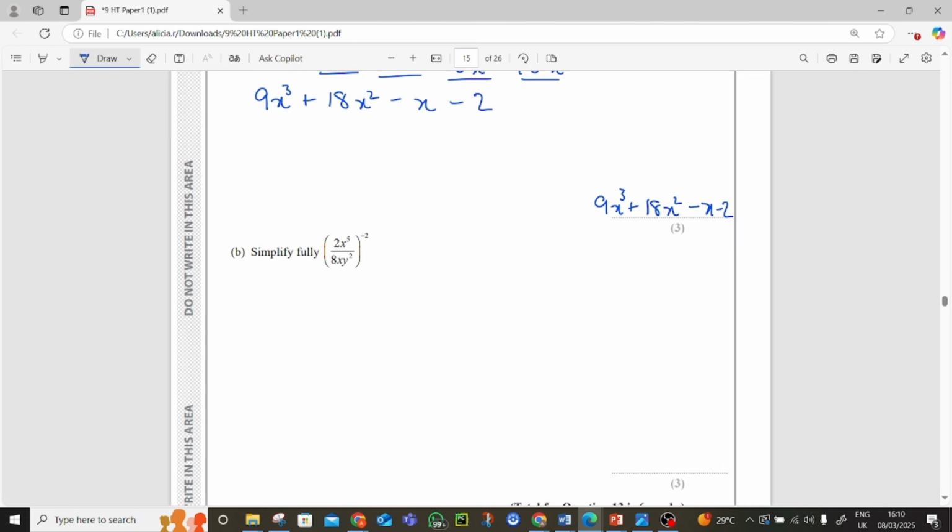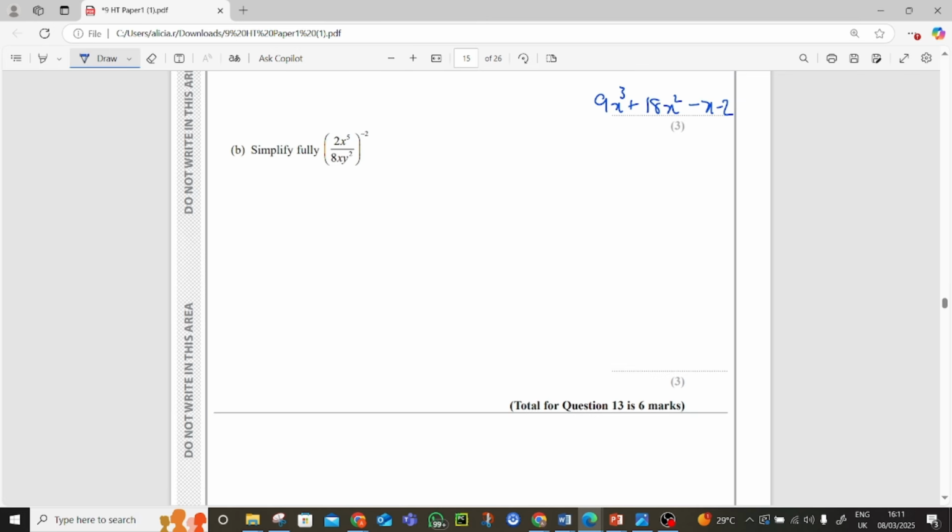Okay, simplifying. More indices. And just as a note, I did think this paper was very heavy in indices. There was about 3 or 4 different questions. Whether that was conscious on the part of Edexcel, I do not know, but I wouldn't expect there to be quite so many indice questions usually. I think we still have one more coming up as well.